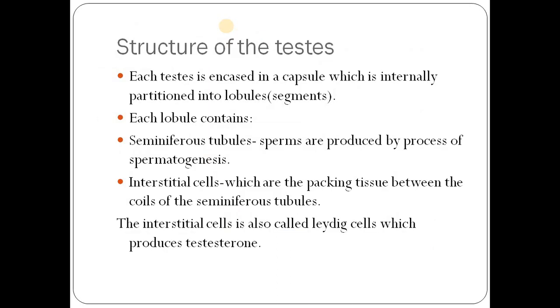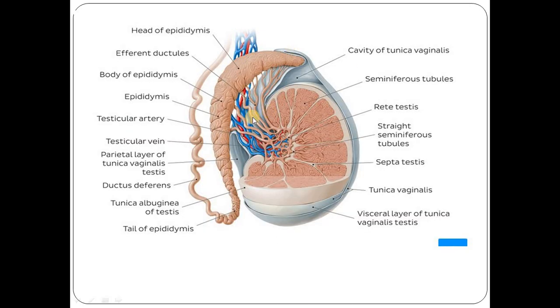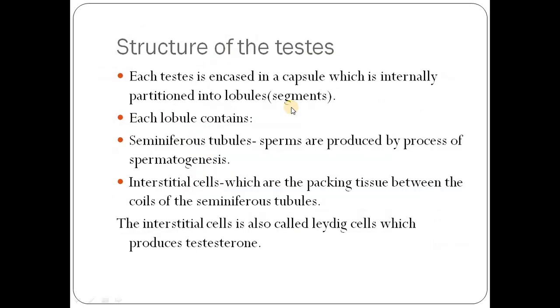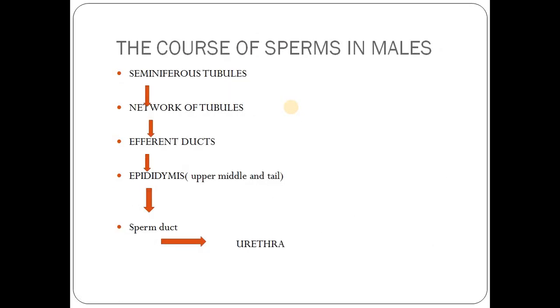So before this, we were just looking at the structures. We talked about the testis and the testosterone already. Now the course of sperms in the male is what I was talking about. That means the sperm cells are produced in the seminiferous tubules. After these sperms are produced, they are slightly mature, not fully mature. After they slowly mature, they will be sent to a network of tubule-like structures.